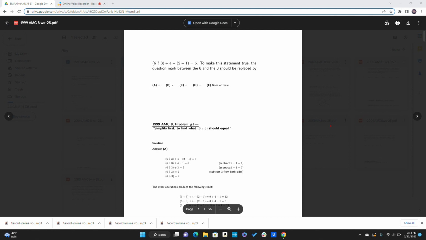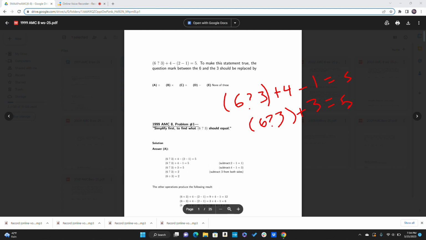Okay, so for the first problem, we want to make the statement true. Let's figure out what the question mark needs to be replaced by. So we've got 6 ? 3 plus 4 minus, and then we can already do 2 minus 1, right? That becomes a 1, and we know that equals 5. We don't know what happens with the 6 ? 3, so that's still isolated. But we can do the 4 minus 1, so we've got 6 ? 3 plus 3 equals 5.